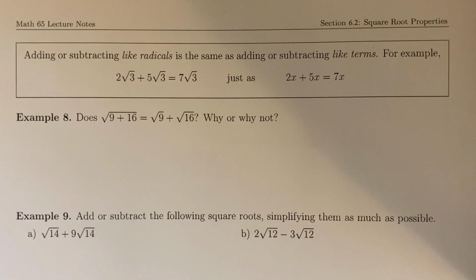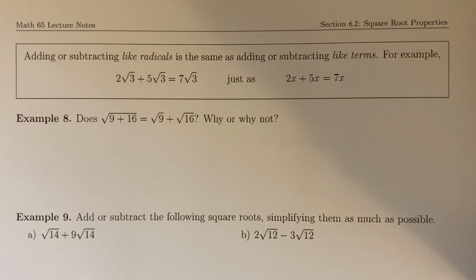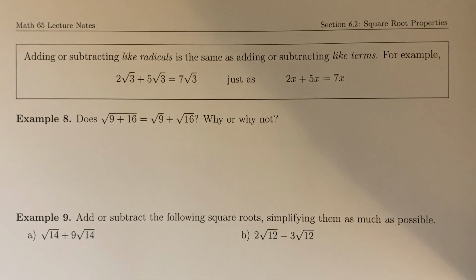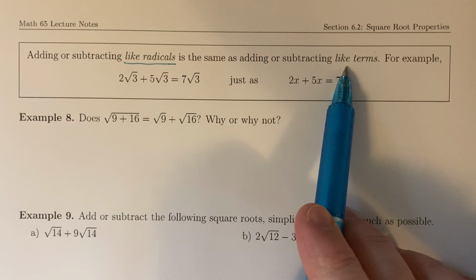Let's keep talking about some properties of square roots. We've talked about multiplying and dividing them, but now we're going to add and subtract. In order to add or subtract square roots, you have to look for like radicals, which is the same thing as saying like terms.